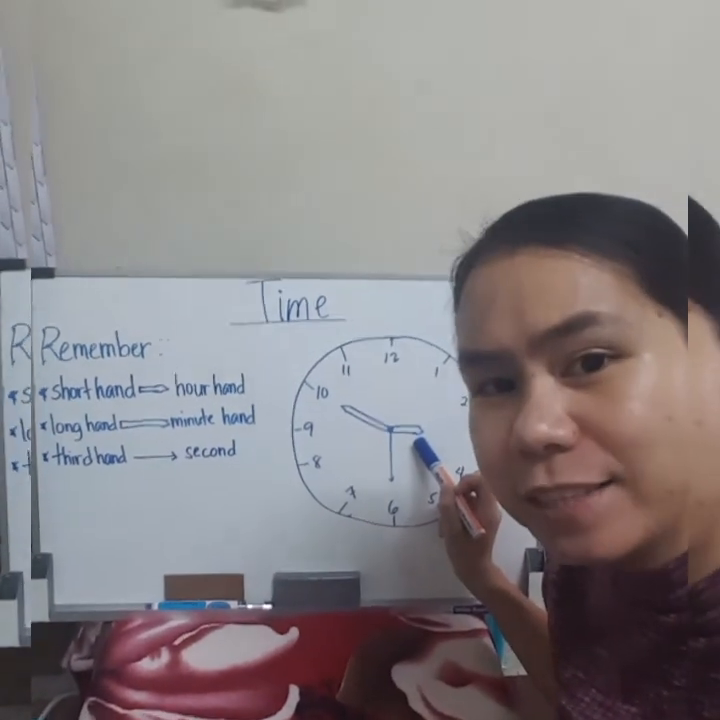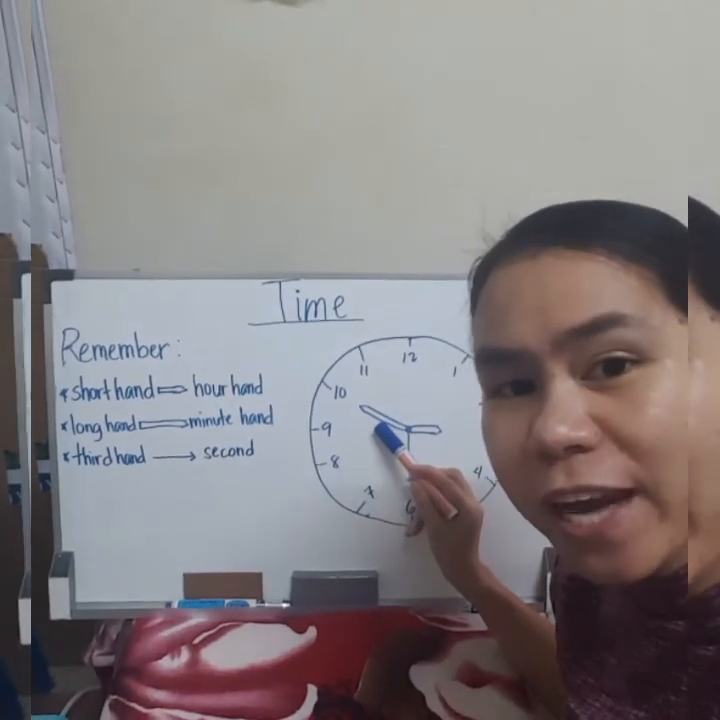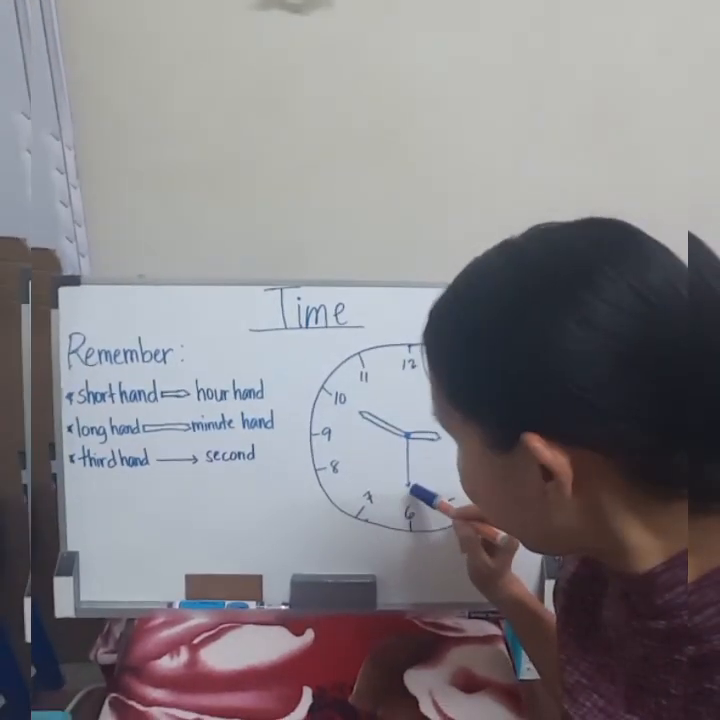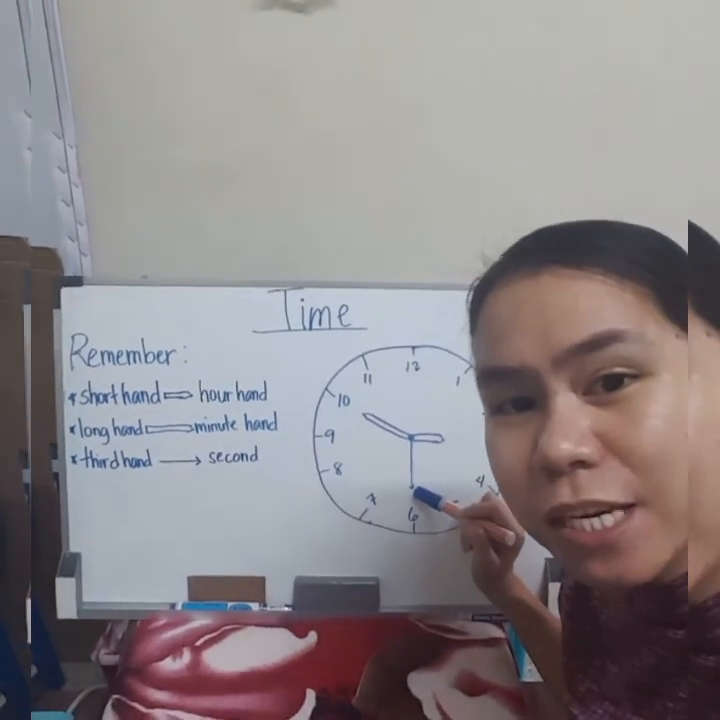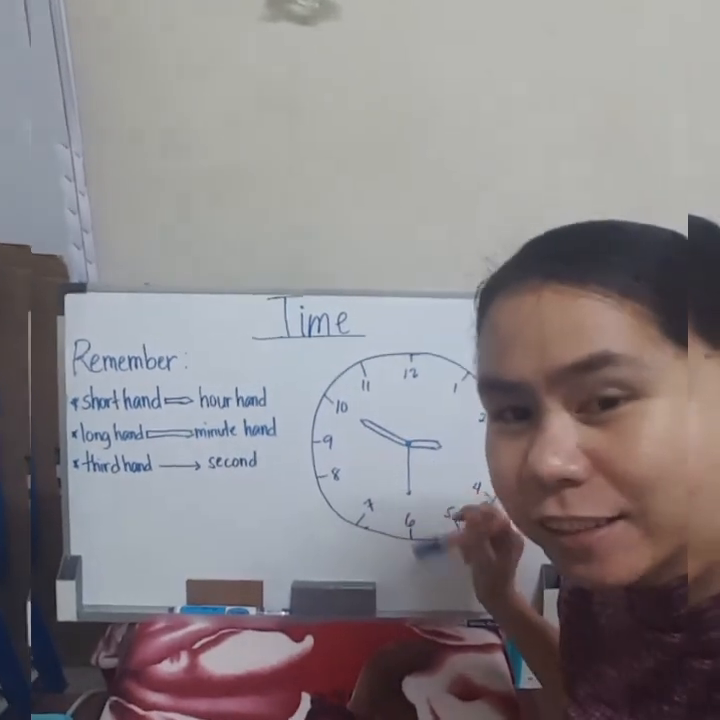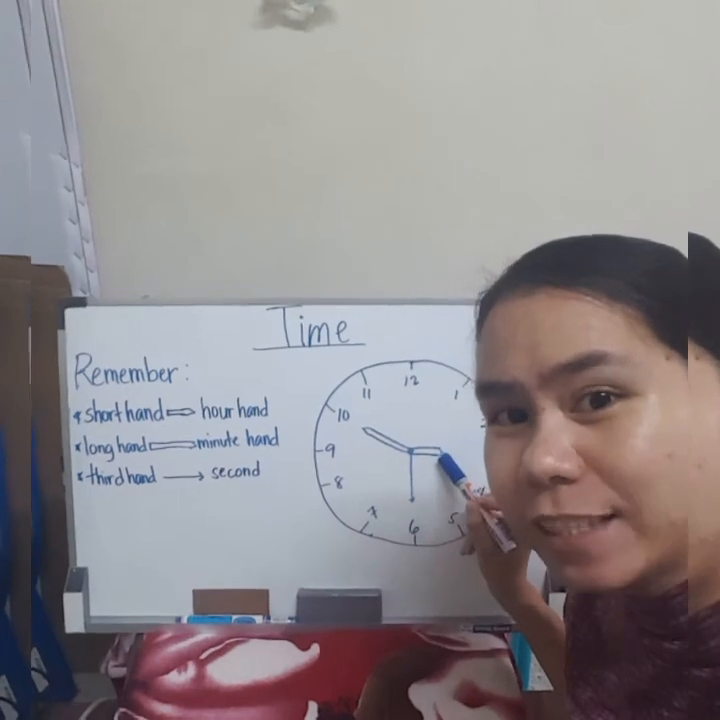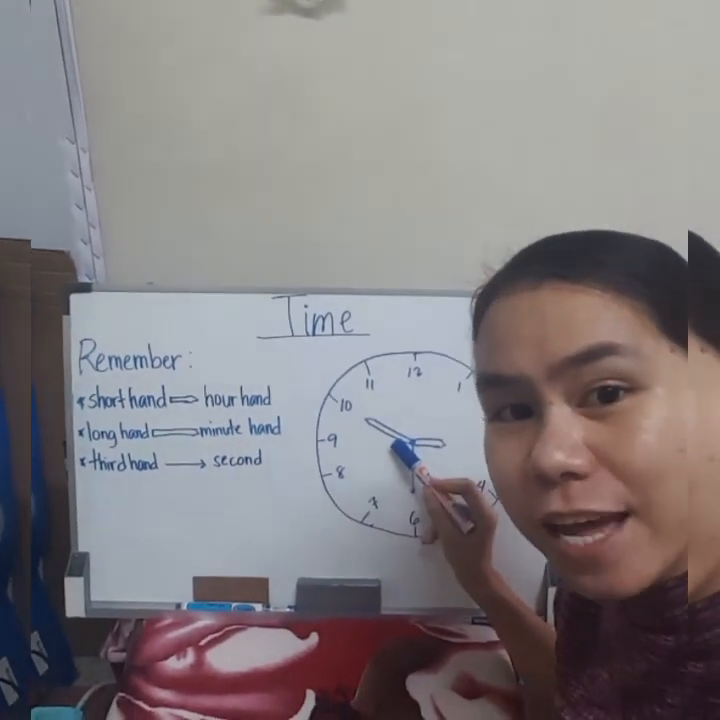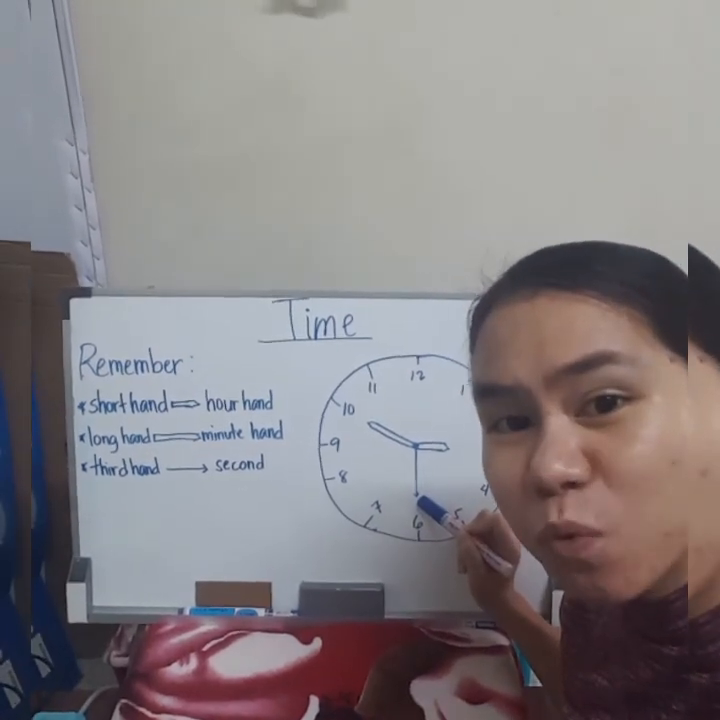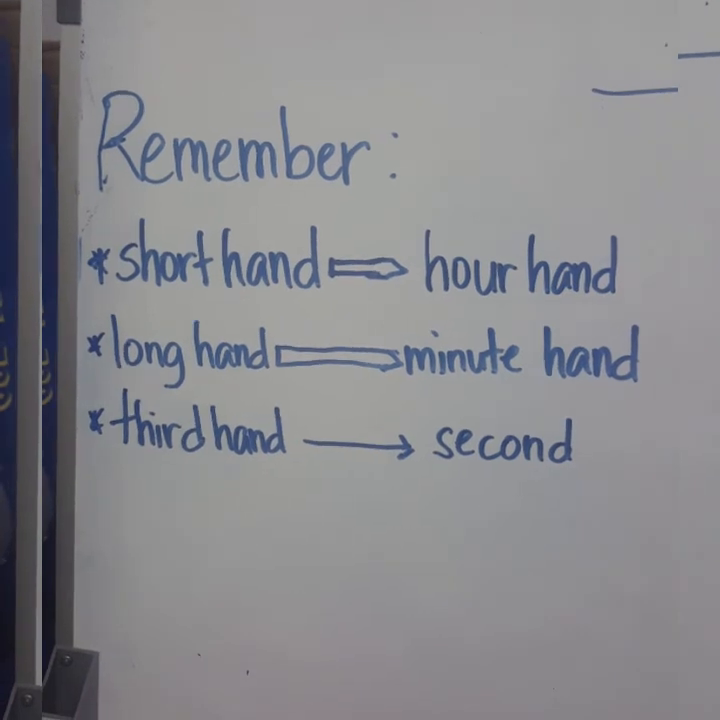The small hand stands as the hour hand. The long hand stands as the minute hand. And the third hand, which is the skinny one, shows the second. Again, the short hand stands as the hour hand. The long hand stands as the minute hand. And the third hand, which is the skinny one, shows the second. Remember this.